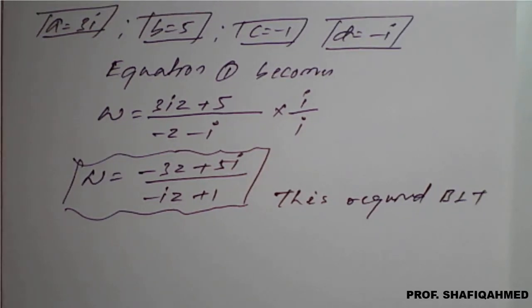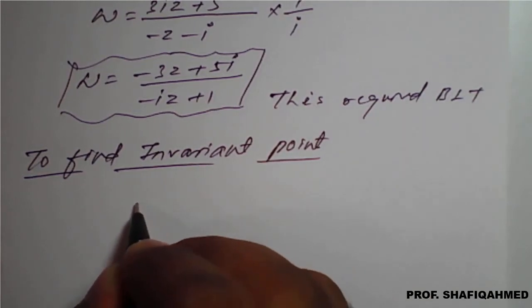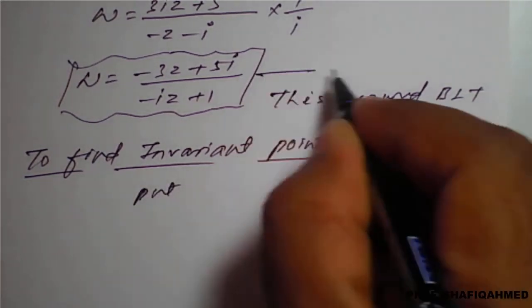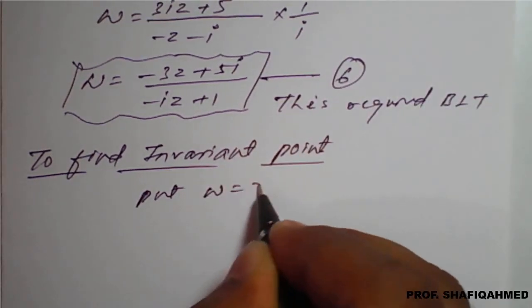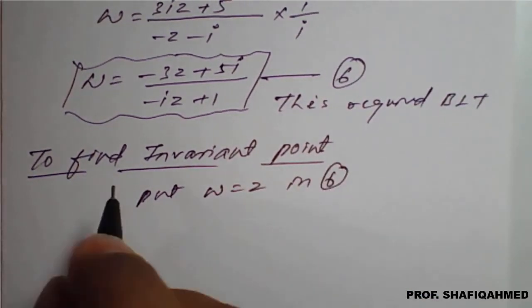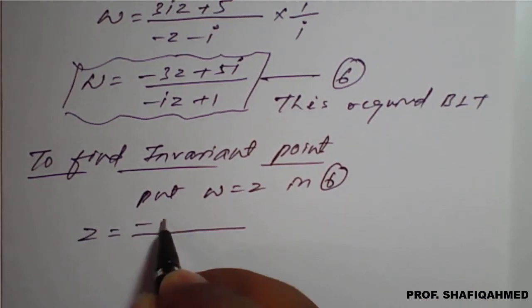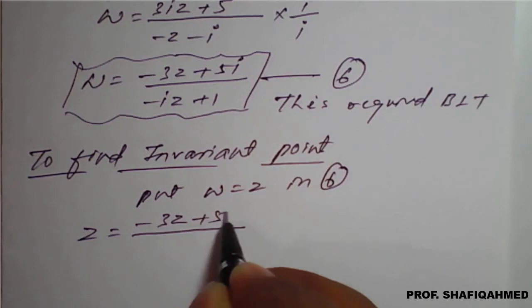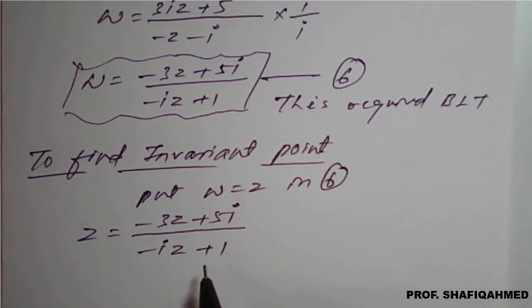But in the question they have asked us to find the invariant points also. Let's see that. Now to find the invariant points, I will give equation number 6 for this. So put w equal to z in 6. So what happens? z is equal to -3z plus 5i divided by -iz plus 1.